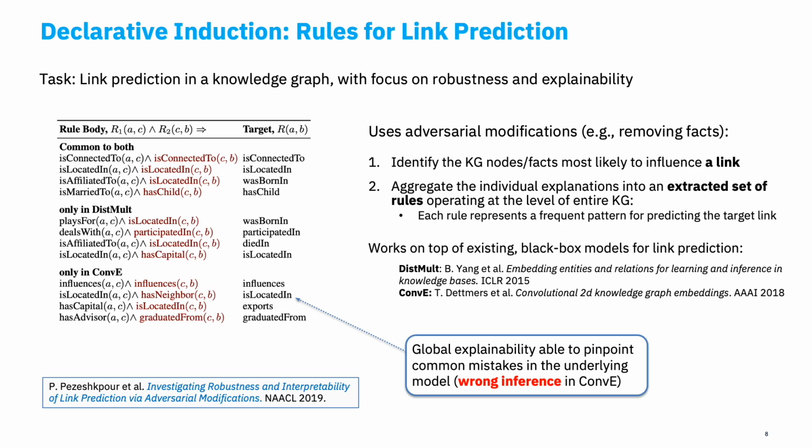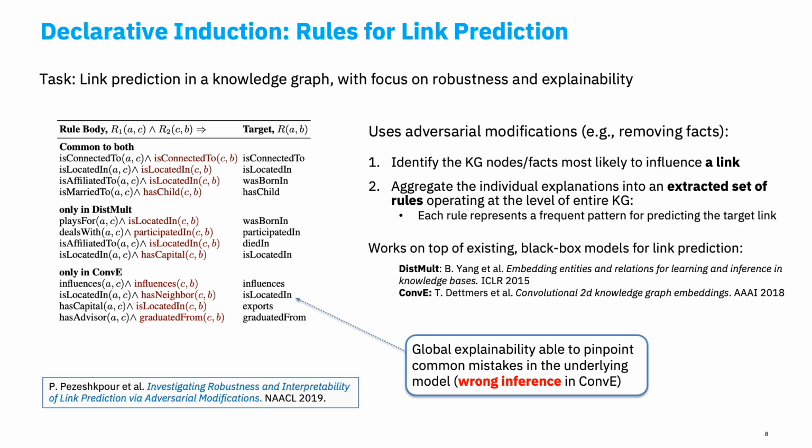Furthermore, instead of focusing on individual predictions, the method aggregates the explanations over the whole dataset for each relation into a set of rules which intuitively correspond to the most frequent such patterns where the removal of a fact leads to changing the prediction of a link.